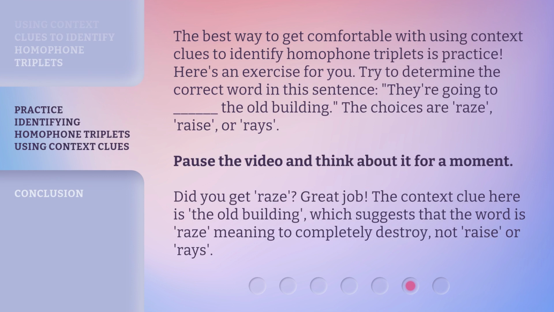The best way to get comfortable with using context clues to identify homophone triplets is practice. Here's an exercise for you. Try to determine the correct word in this sentence. They're going to blank the old building. The choices are raise, raise, or raise. Pause the video and think about it for a moment.